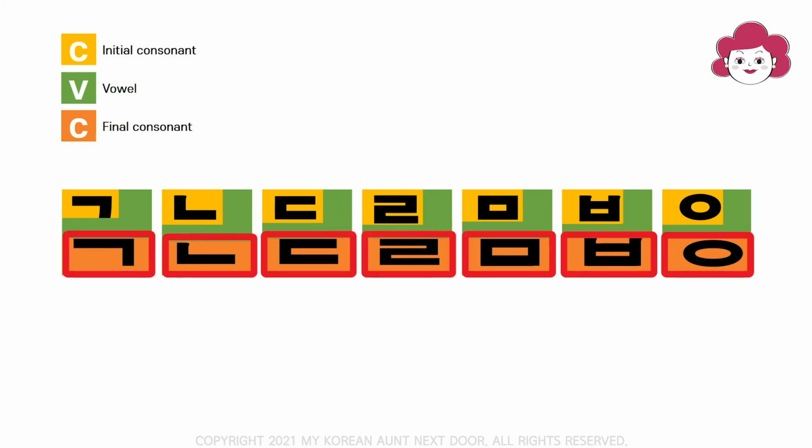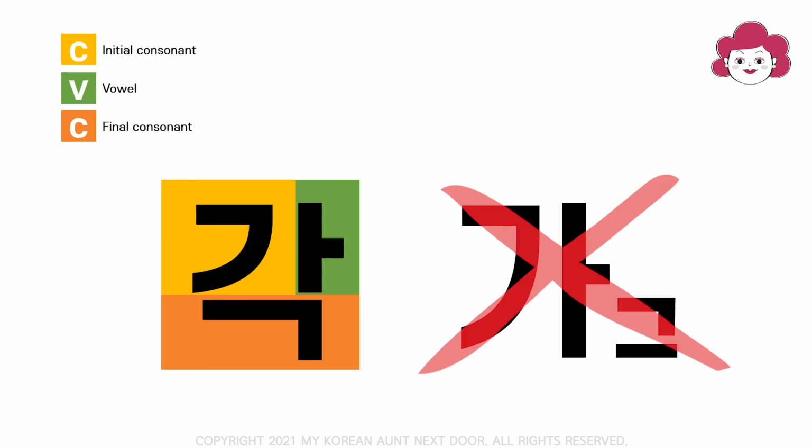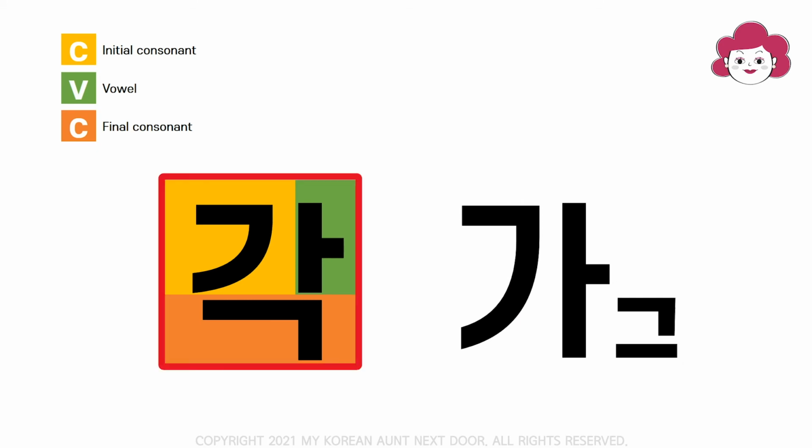When you pronounce the final consonant, it should be short and brief. In many cases, students often make a similar mistake. For example, 각 and not 가그. It should be pronounced together as a whole: the initial consonant, vowel, and final consonant in one syllable. 각.